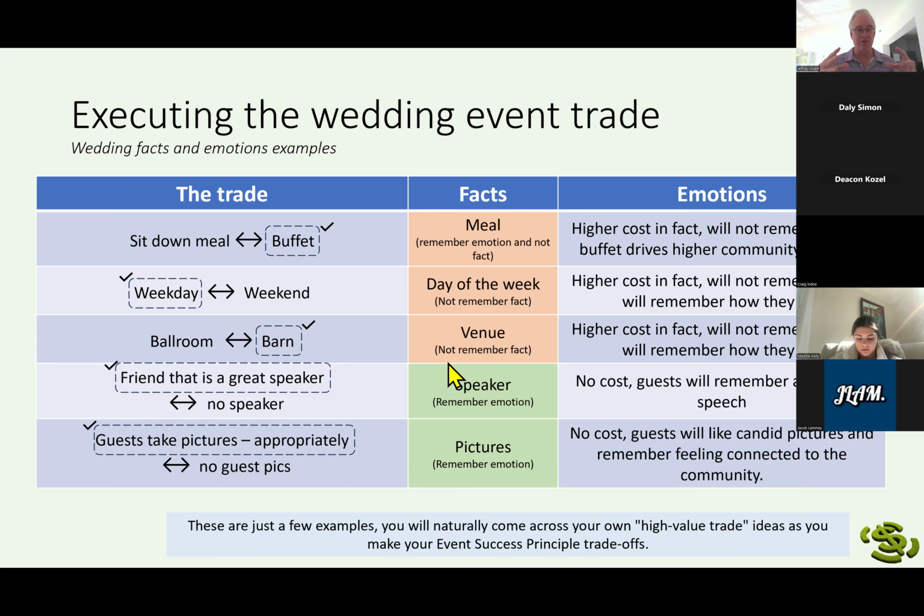So instead of just the people that are sitting at the table, you kind of have a wider group of people that they'll be interacting with. Okay, so that to me, that's the way to think about that trade.